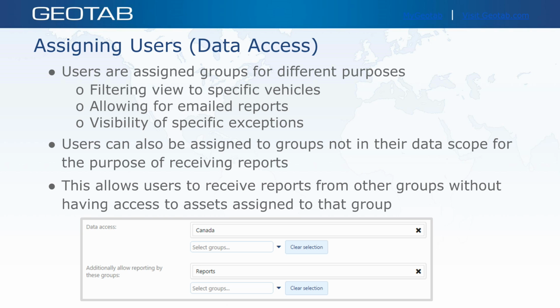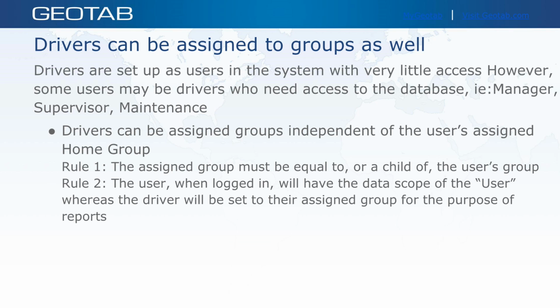What this does is it doesn't actually give you access to the assets under that vehicle types group, if you will, but it'll allow you to filter using the top left filter in MyGeotab to filter by Canada as well as vehicle types, and you'll be able to see that data in there. And this also works for emailed reports as well.